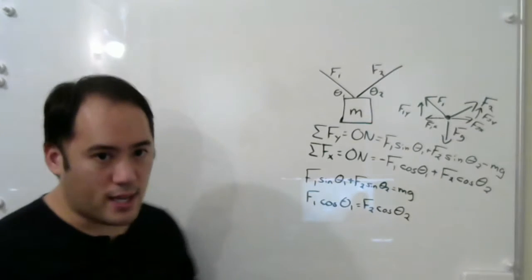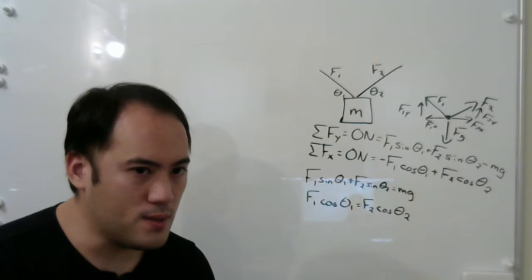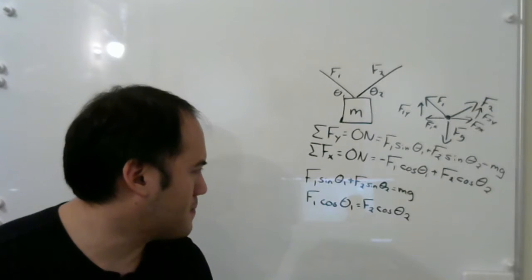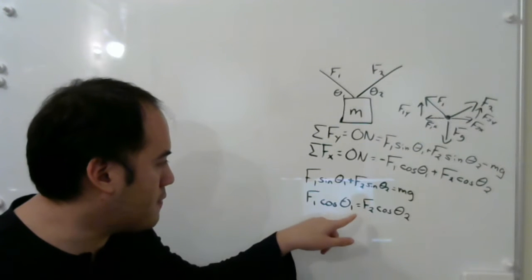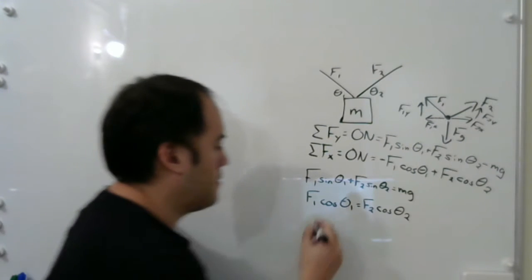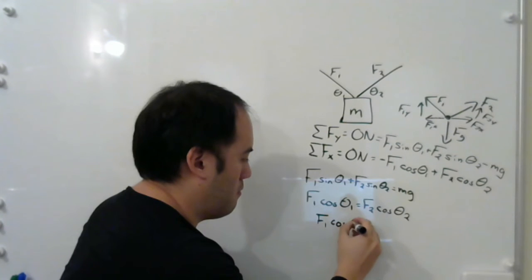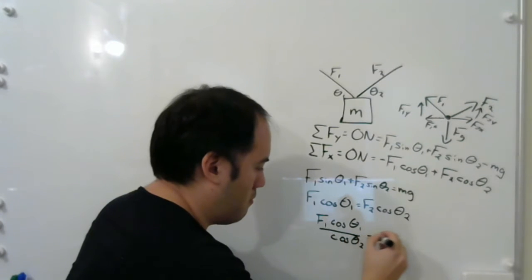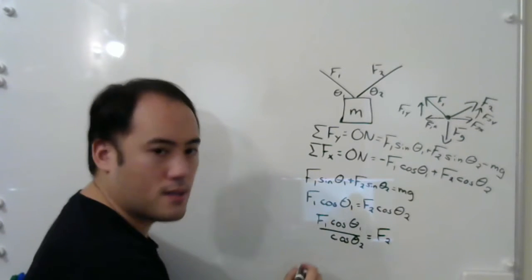So that's basically how you solve the problem. Usually in these problems, you're given m and the thetas, and you're finding both F's. You have two unknowns, so you need two equations, and you have to solve the system of equations. In this case, it's much easier to solve. I'll solve for F2 and plug it in here.